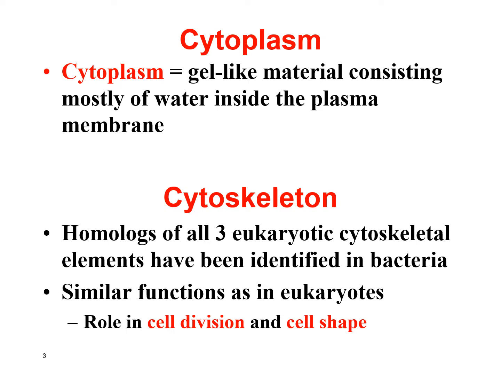And then bacterial cells also have a cytoskeleton, which is very similar to the cytoskeleton we find in eukaryotic cells. So there are 3 different proteins that make up the cytoskeleton in bacterial cells. They're not exactly the same as microtubules, microfilaments, and intermediate filaments that we find in eukaryotic cells, but they're very similar. And they're going to serve the same functions as we find in eukaryotic cells. So they're going to have a role in cell division and also in determining the shape of the cell.